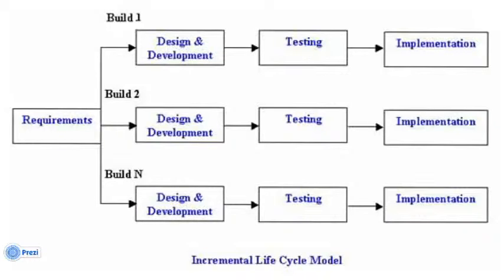The cycles are divided into smaller, more easily managed modules. Each module passes through the requirement, design, implementation and testing phases. A working version of the software is produced during the first module, so you have working software early on during the software life cycle. Each subsequent release of a module adds functions to the previous release. The process continues until the complete system is achieved.